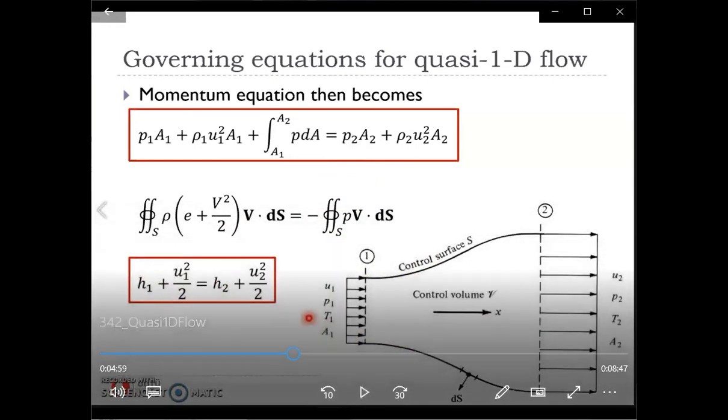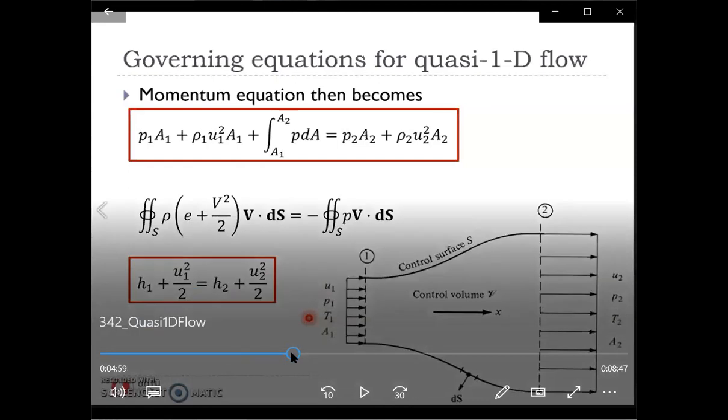Question? Yes, there's an integral part of the first equation between A2 to A1. Is this the contribution from the control surfaces or something else? Yes. Let me quickly revise that.